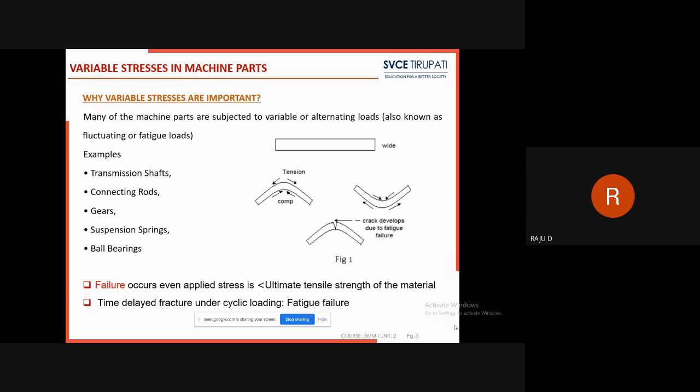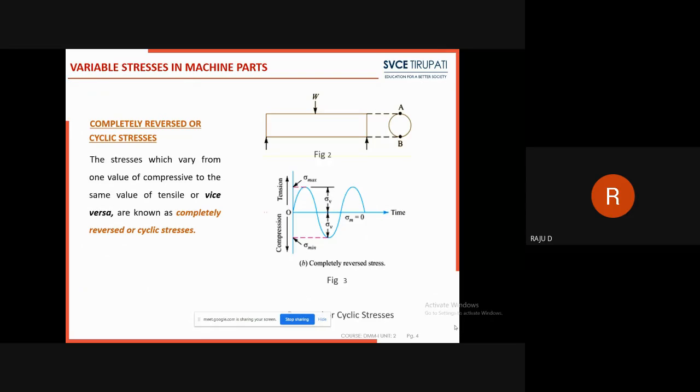So failure occurs in a variable stress condition, mostly after crossing the ultimate tensile loading point. At that ultimate tensile loading point, we clearly observe the fatigue failure. Fatigue failure, right? It is a very important point for our GATE examination, right? So next, I think all of you know this.